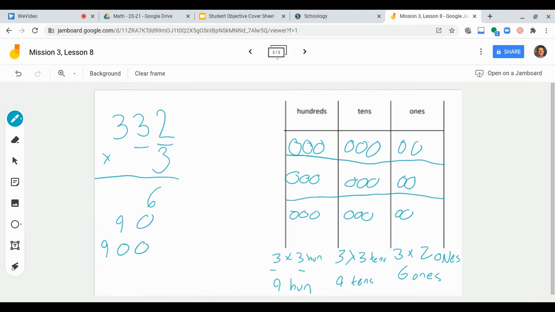And again, notice I just have 3 rows now, starting with the ones place, tens place, hundreds place. Okay. I line them up. Notice my place values line up here. And I'm just going to add them to find my product. 6 plus 0 is 6. 9 plus 0 is 9. And then 9 plus nothing is 9.